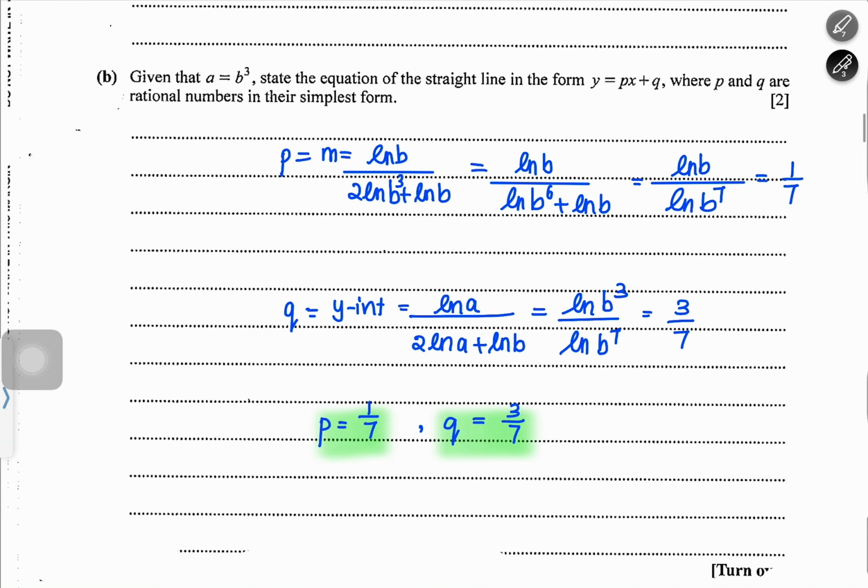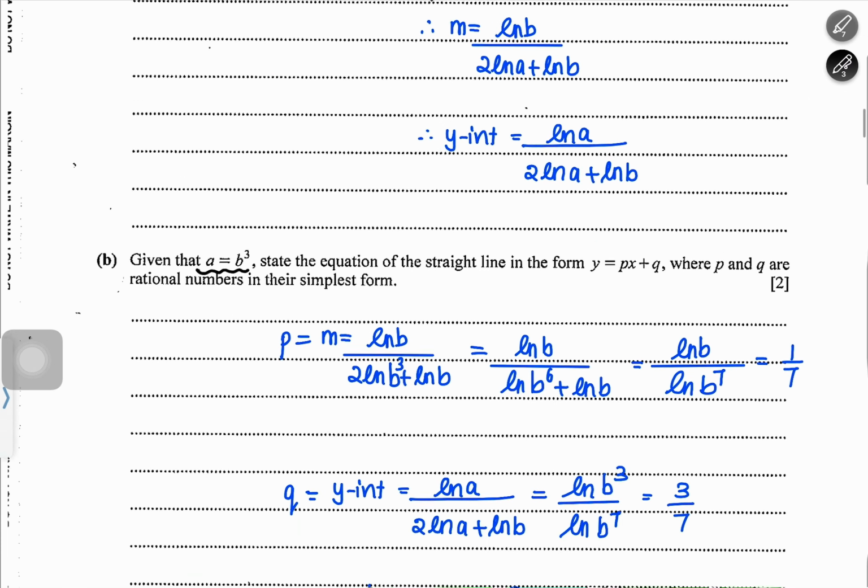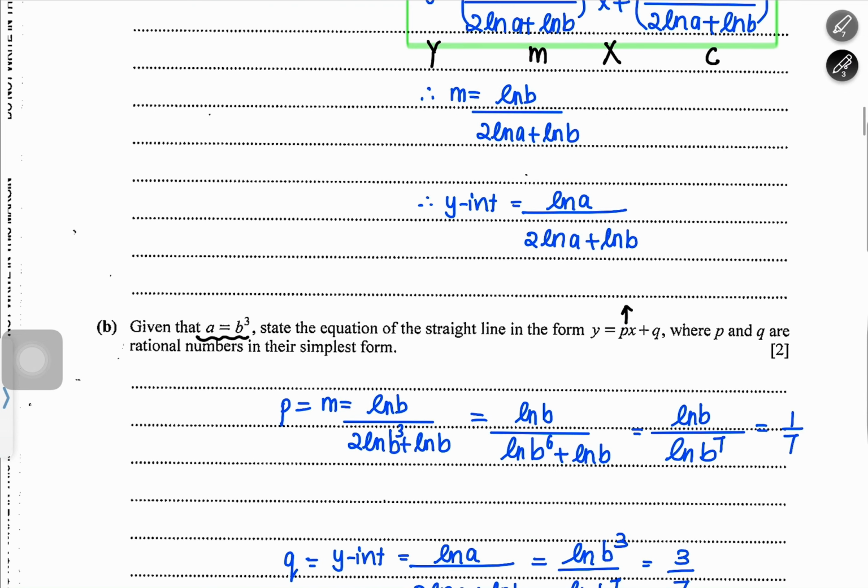Next, they are giving me that a is equal to b power 3 and I need to find p and q. In order to get this, I know p is my gradient. So I'm taking this particular expression and substituting my a with b power 3. I think you can see it over here.